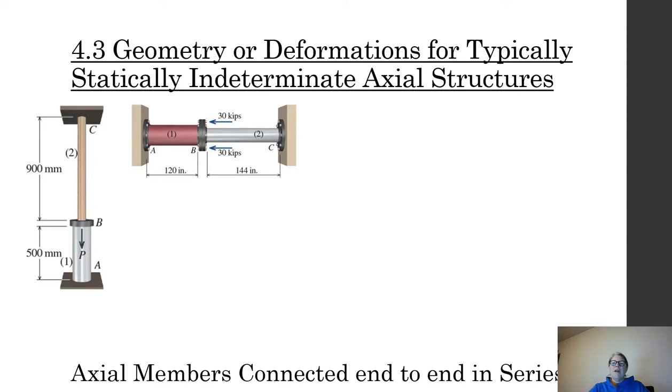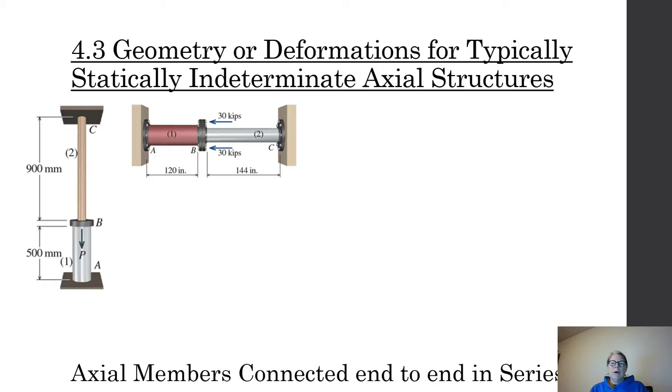So if I tried to find my reactions and I summed forces in the Y direction, I'm going to have the reaction at A, the reaction at C, minus P. That's two unknowns. And I know the reaction at A is going to be the internal force for AB, and I know the reaction at C is going to be that internal force for BC. So, and I can't do moments, it's axial, I can't do X. So I've got these two unknown forces.